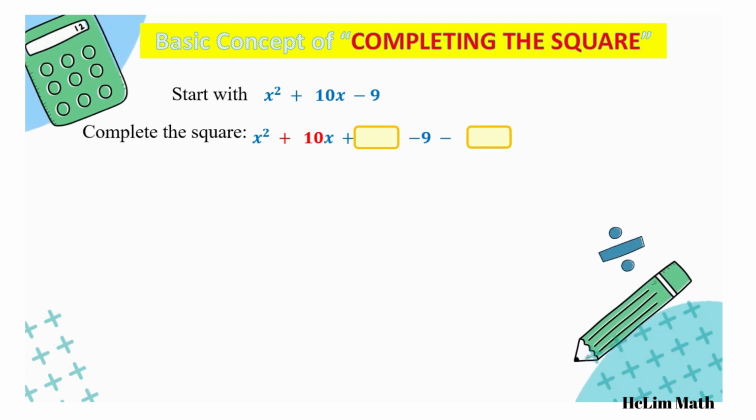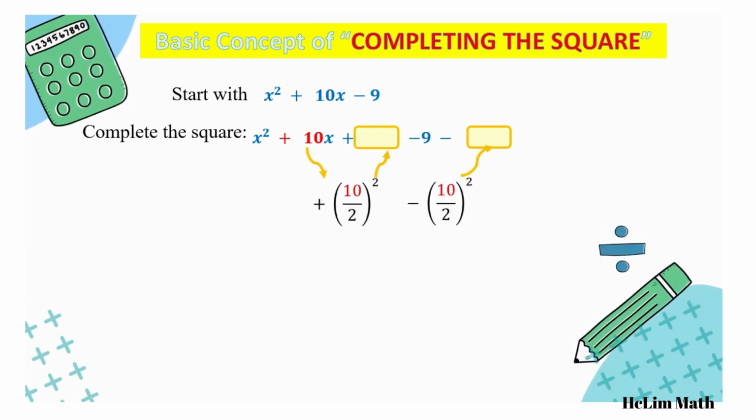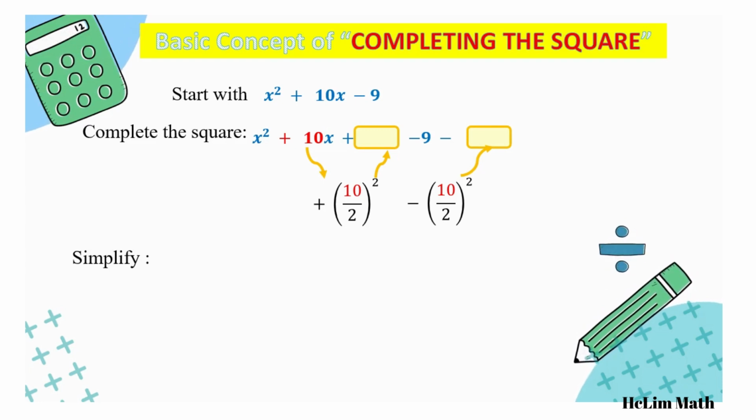is 1. Then we add and subtract the new term that we form by using the square of the coefficient of x divided by 2. For this case, that is 10 over 2 squared. So we add and subtract. After that, we simplify this expression.